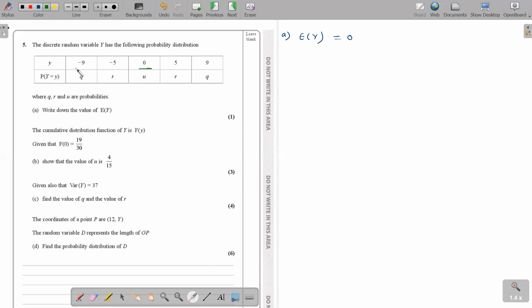Because our y values are symmetrically distributed around 0, and those symmetrically distributed y values have the same probabilities. 5 and minus 5 have the same probability, 9 and minus 9 also have the same probability. Therefore the mean value is the one that falls exactly in the middle. So it's going to be 0. Okay, is that okay?